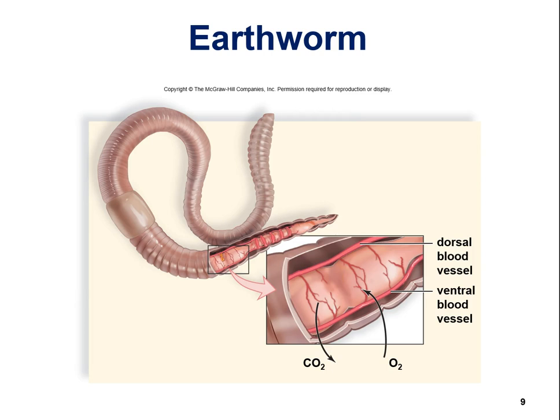Okay, if we talk about the earthworm, same thing, right? A lot of it's just coming in from the environment, okay? So oxygen coming in through essentially this thin outer layer of the body surface, right? And then carbon dioxide going out. So there are no specialized respiratory structures in an earthworm.